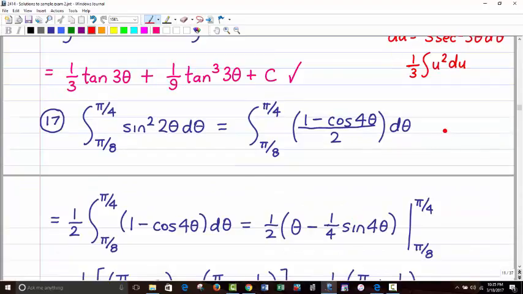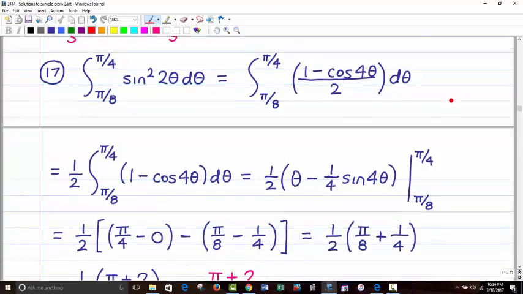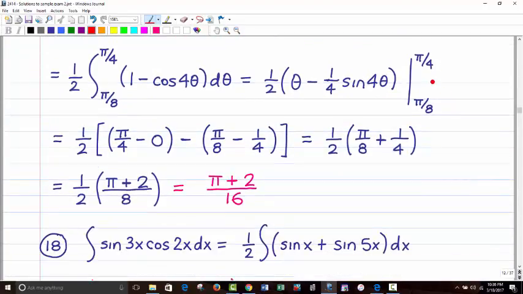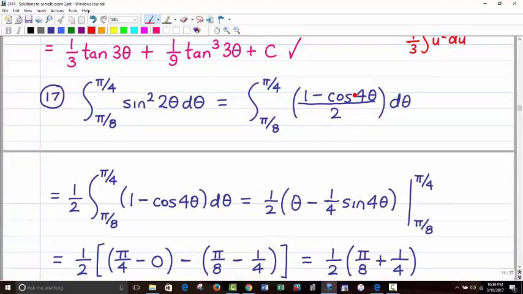Number 17, definite integral. Unlikely to put a definite integral like this on a test, but I'll go through it real quick since it's here. The only definite integral I would probably expect on this exam is for improper integrals.